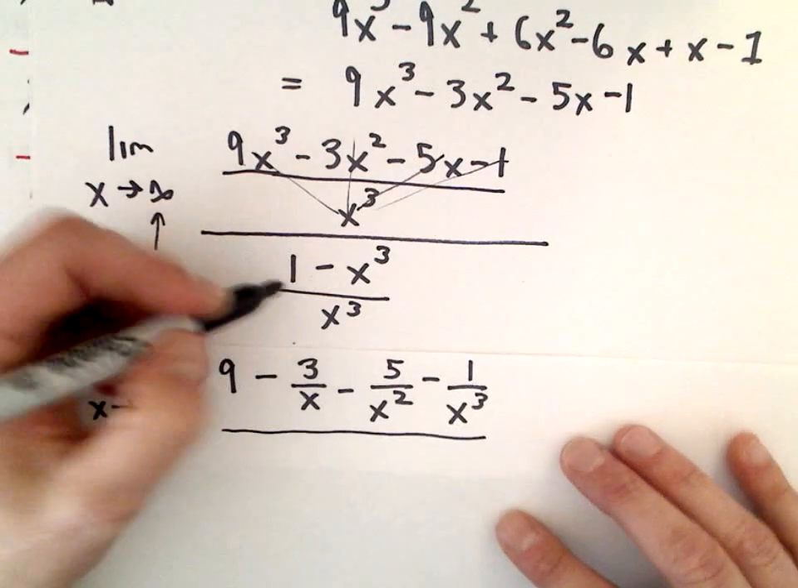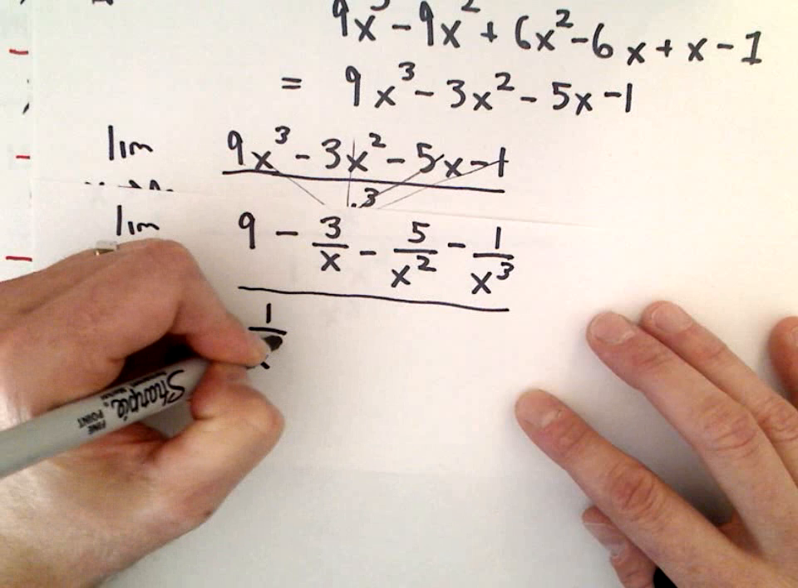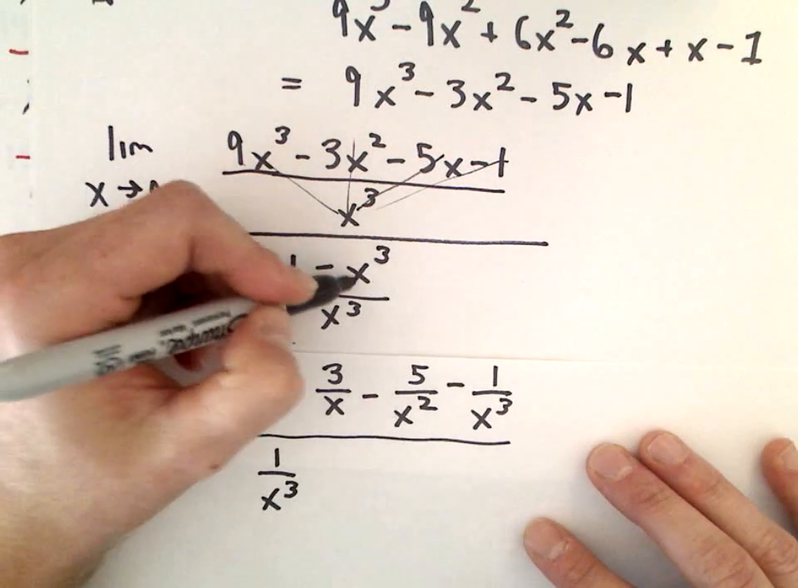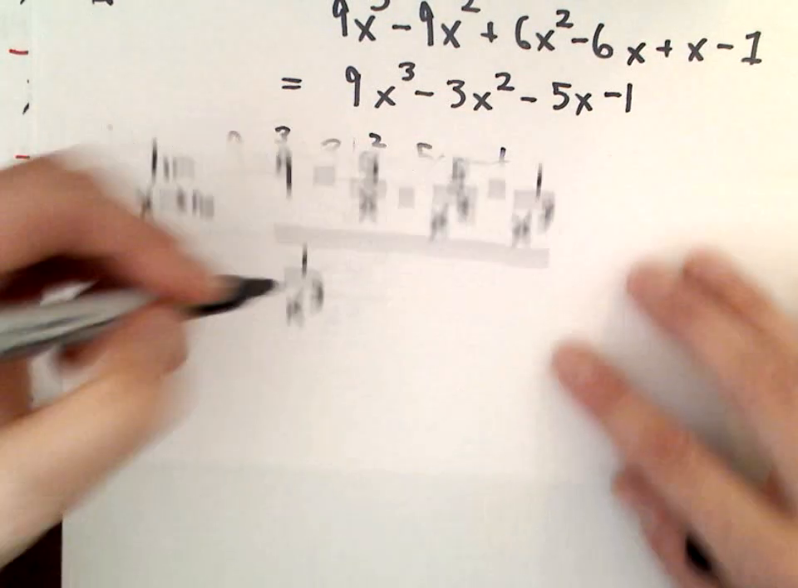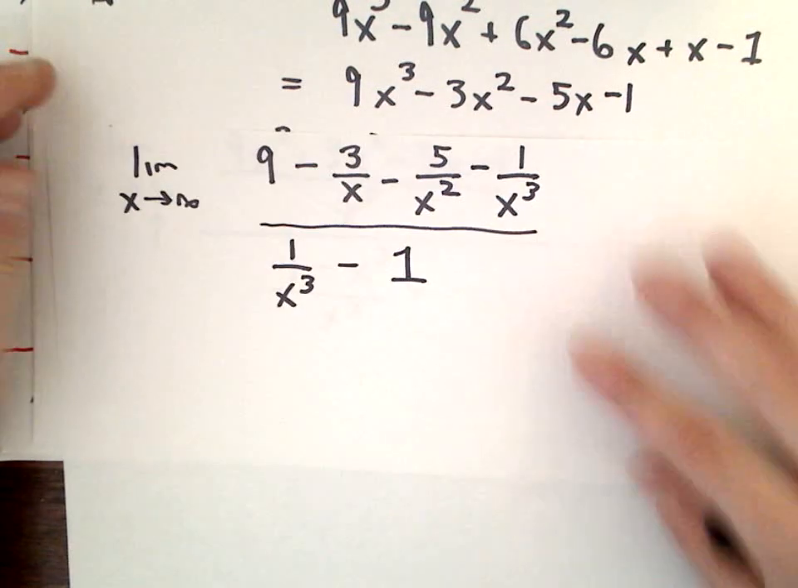The denominator, I would do the same thing. I would have 1 over x to the third power. And then I've got negative x to the third over x to the third. That would leave me with negative 1.